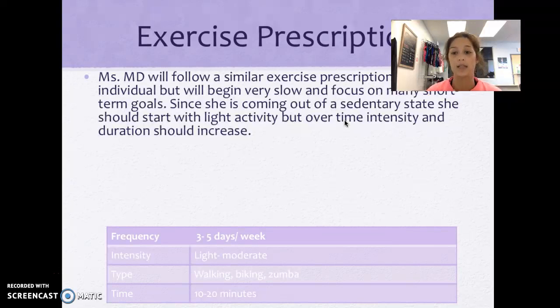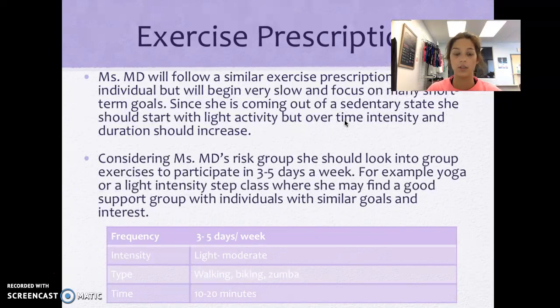Since she is coming out of a sedentary state, she should start with light activity, but over time, intensity and duration should increase. Considering her risk group, she should look into group exercises to participate in 3 to 5 times a week. For example, yoga or a light intensity step class where she may find a good support group with individuals with similar goals and interests.